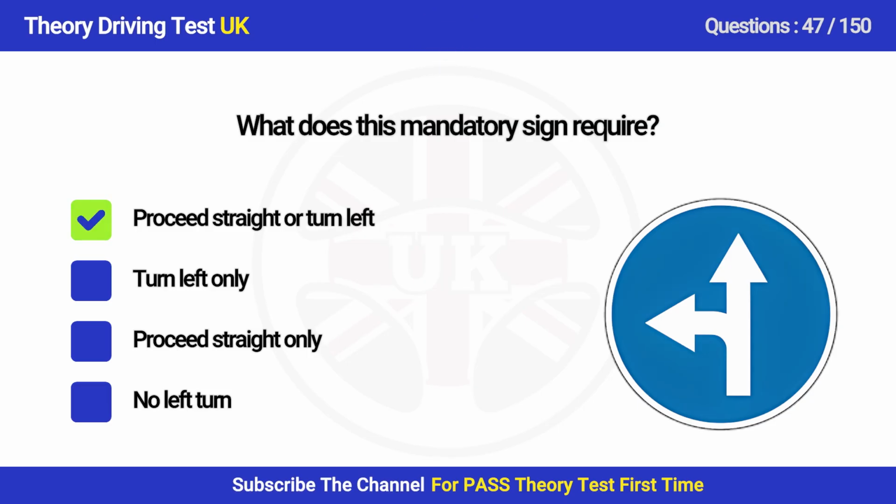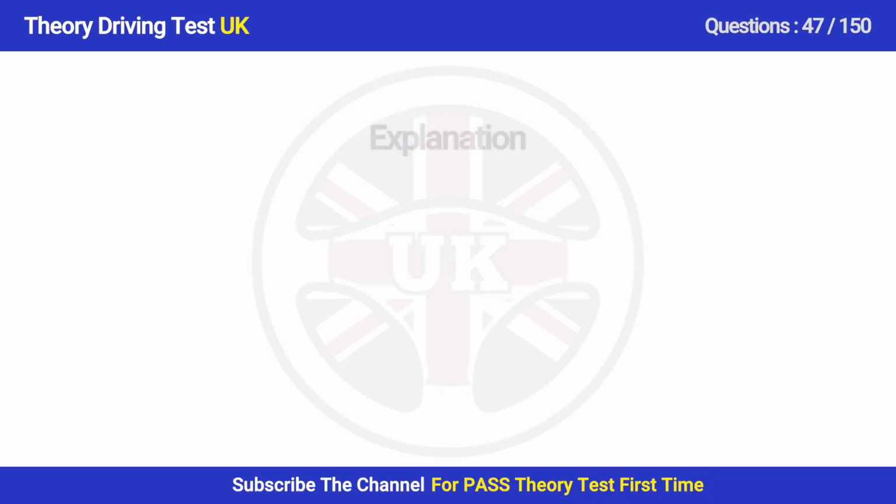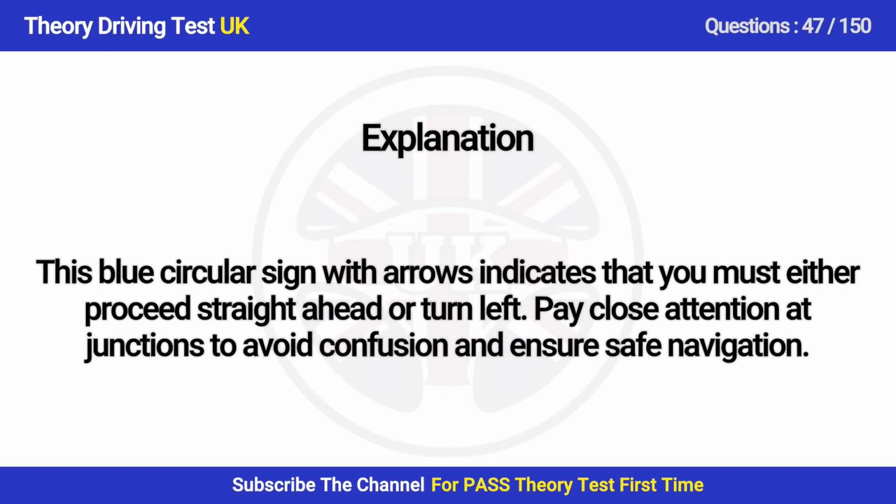Answer is A. Proceed straight or turn left. This blue circular sign with arrows indicates that you must either proceed straight ahead or turn left. Pay close attention at junctions to avoid confusion and ensure safe navigation.